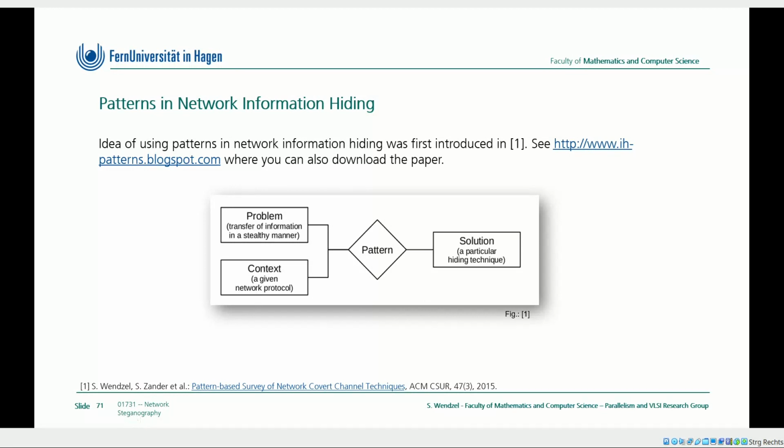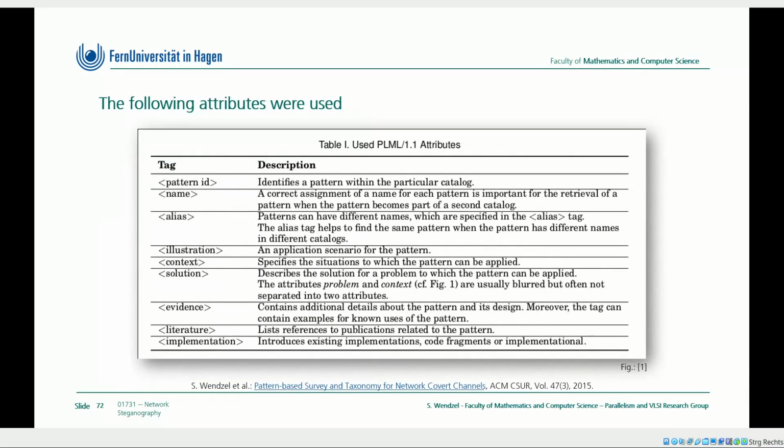So what hiding patterns essentially use is just a subset of the patterns concept and also a subset of this PALML pattern language. Here's the subset of attributes that are used. Each pattern has an ID, a name, can have aliases, but that's optional. It can have an illustration of the application scenario for the pattern. It has a context that specifies the situation to which the pattern can be applied, which is actually used as a hierarchy indicator in our patterns taxonomy. So you say, okay, it's a temporal pattern, a timing pattern, so it describes a timing channel or a storage channel, things like that.